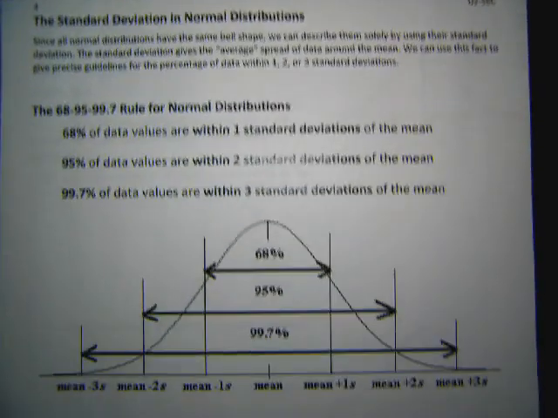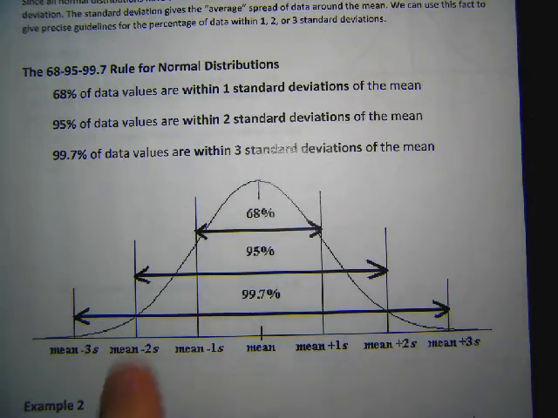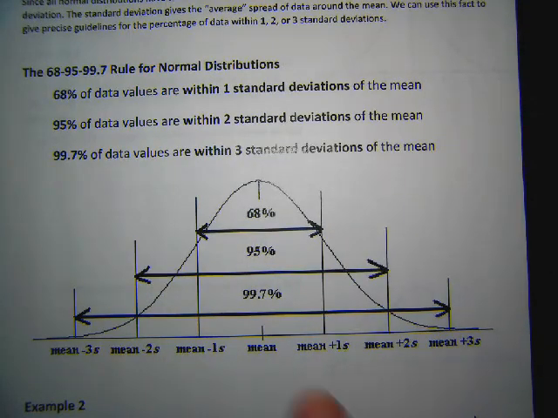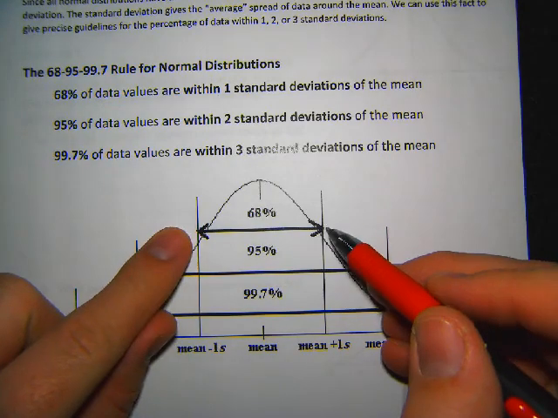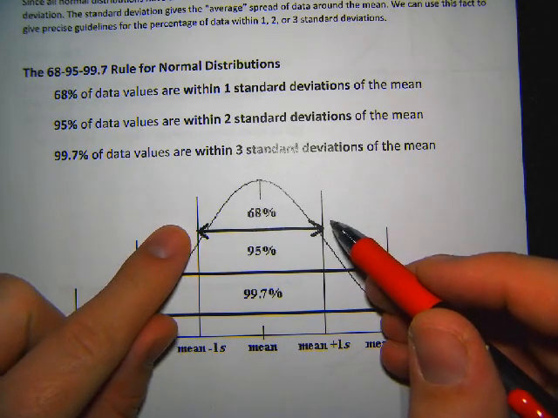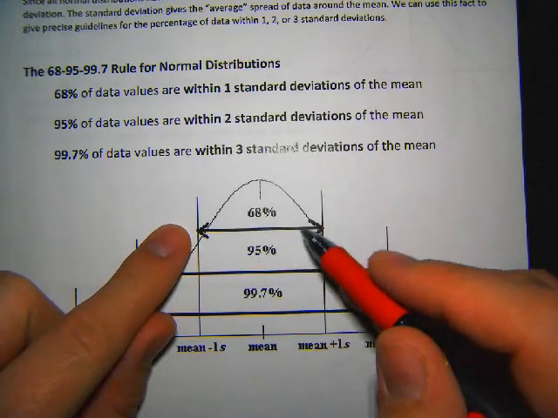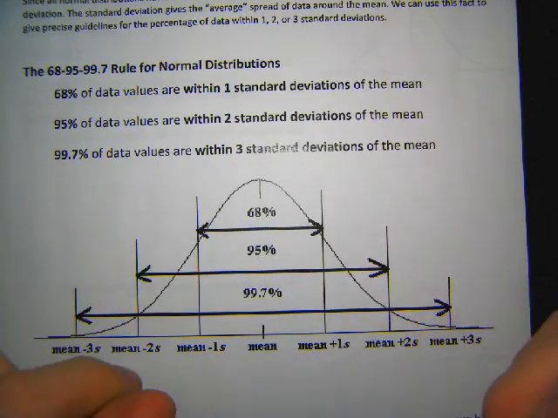So what happens is if you have this nice normal bell curve shape, and you know where your mean is in the middle, then you can say that if you go out one standard deviation, so one standard deviation up, one standard deviation down, you spread out one standard deviation from the mean, you will get 68% of the data. That's more than 2/3 of the data. So more than 2/3 of the data, 68%, will lie within just one standard deviation of the mean.